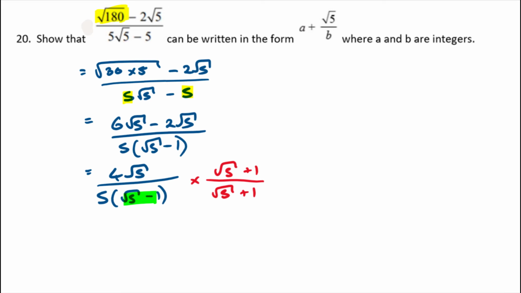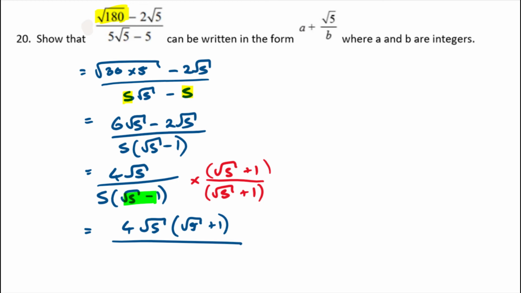All right, that should become apparent why we do it in a second, because we're doing FOIL on these two brackets. So I've got 4 root 5 on the top, which I'm going to be multiplying through by root 5 plus 1. And on the bottom, I've got 5 lots of root 5 minus 1 times root 5 plus 1. It's a bit like the difference of two squares. So you're going to end up with the two middle terms cancelling each other out, and you're going to get the first two terms multiplied together.